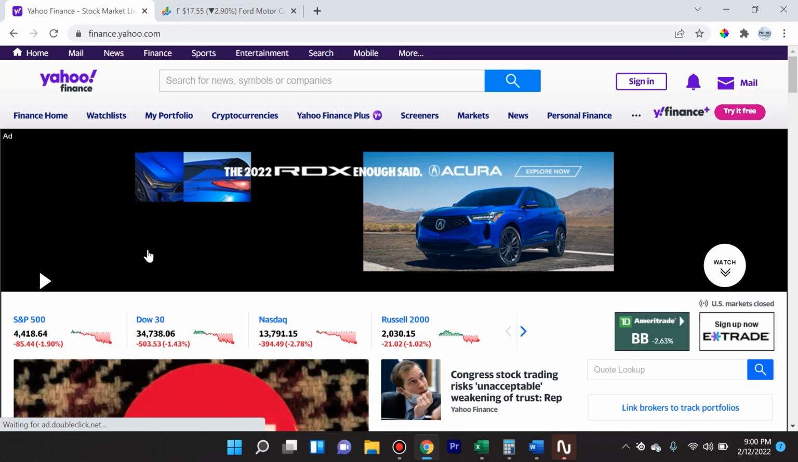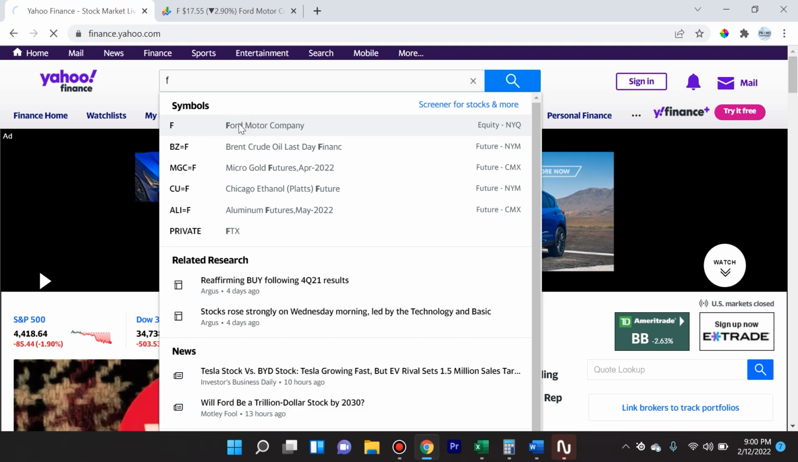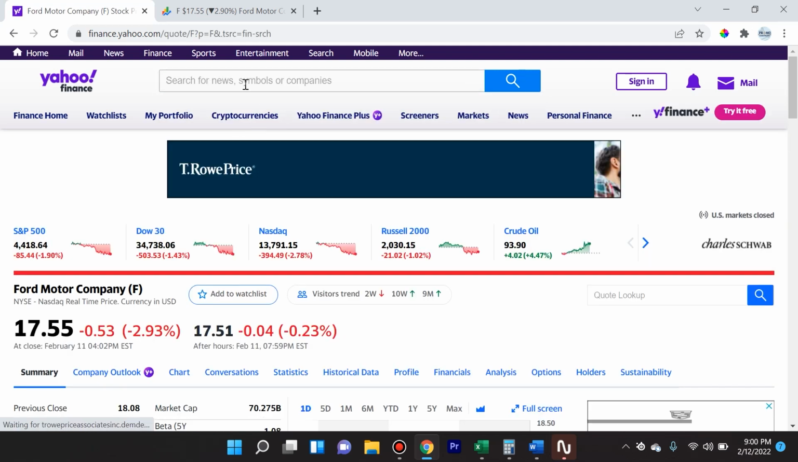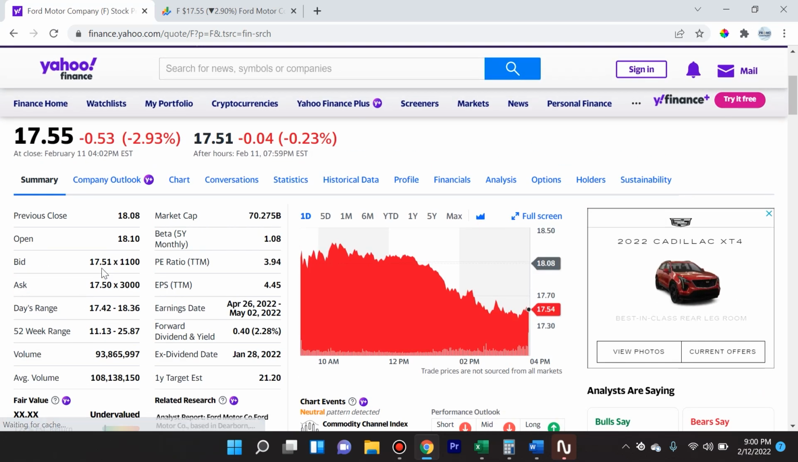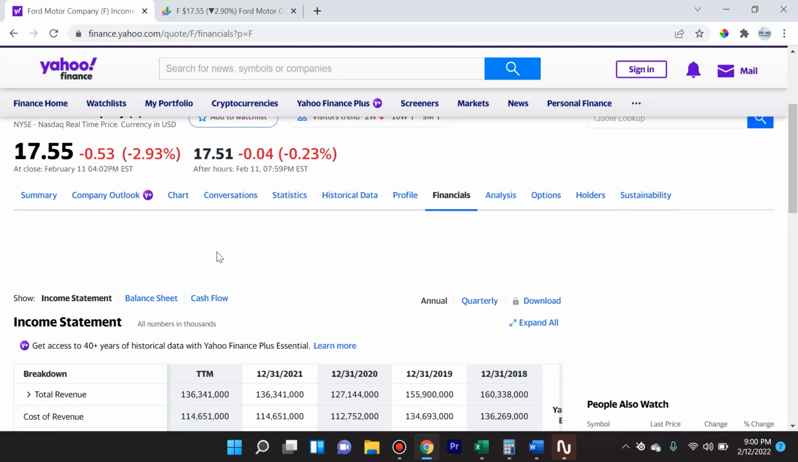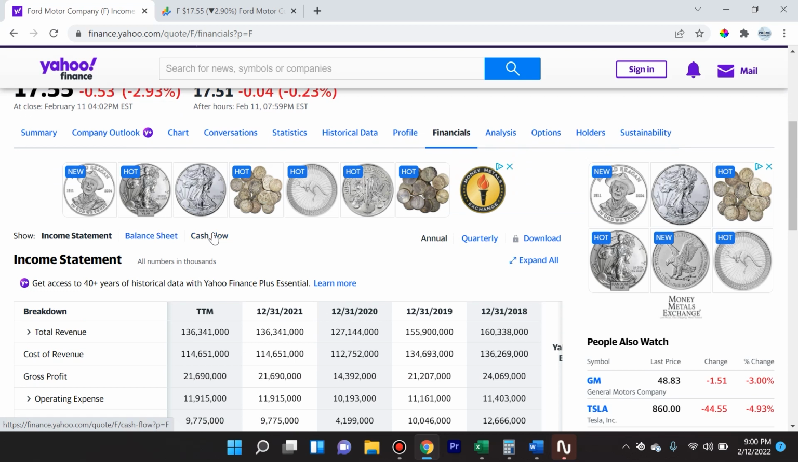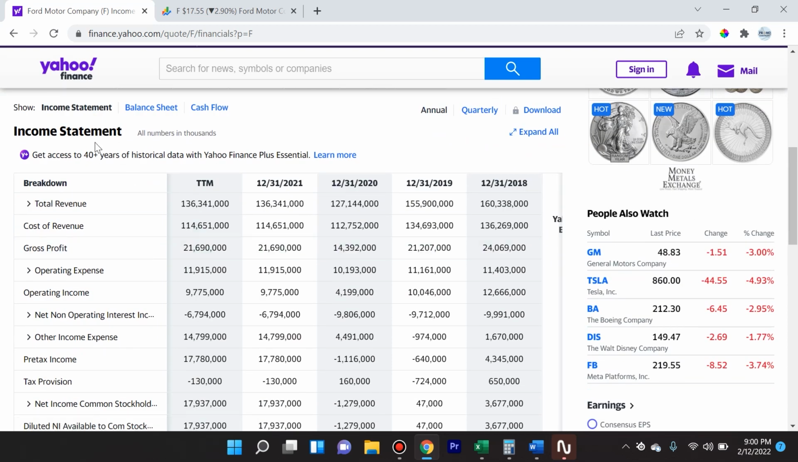So for any company, if you go to Yahoo Finance and search for the ticker symbol, in the case of Ford, which is the one that we're going to be analyzing for the purpose of this video, you simply click on Ford. If you scroll down here, you see a lot of information, a lot on price. But here, you click on financials. And then under financials, you'll see income statement, balance sheet, cash flow. So for the purpose of this video, we are covering the income statement.